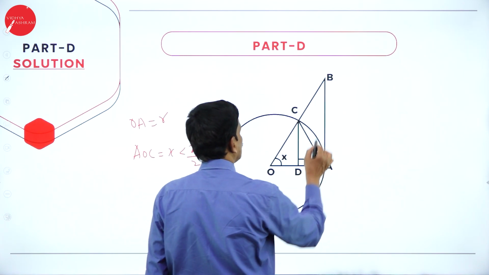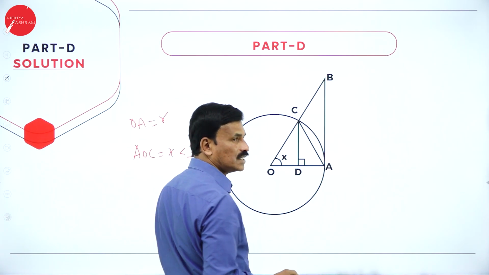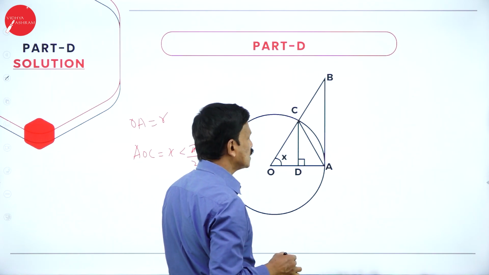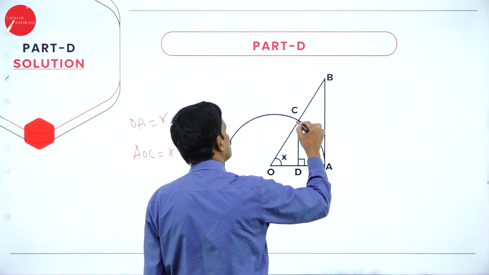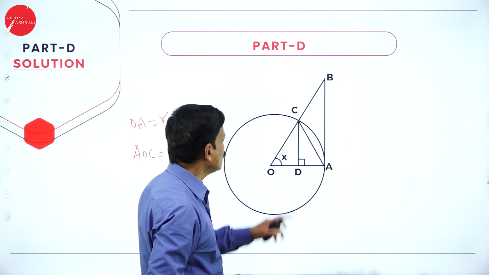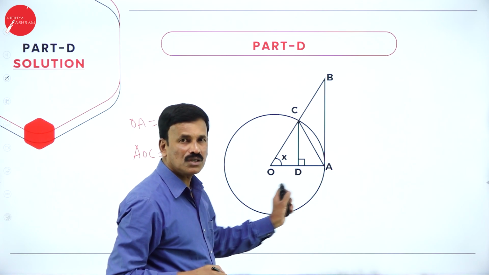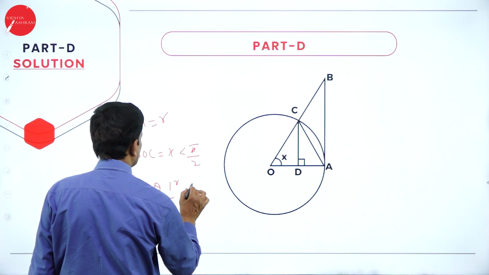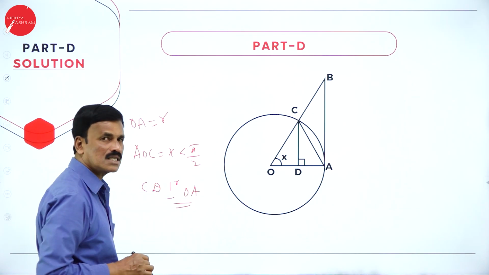Now at A, draw a tangent to the circle. Now produce OC to cut the tangent at B. Then CD is drawn perpendicular to OA. That's it. This is the construction part.